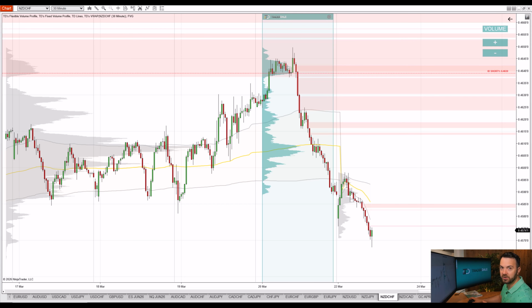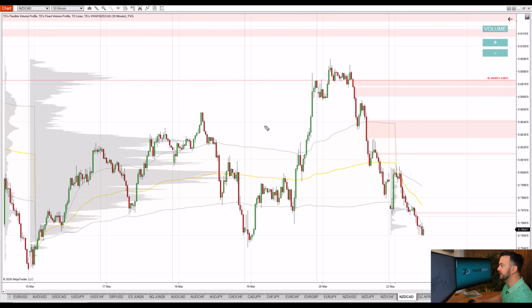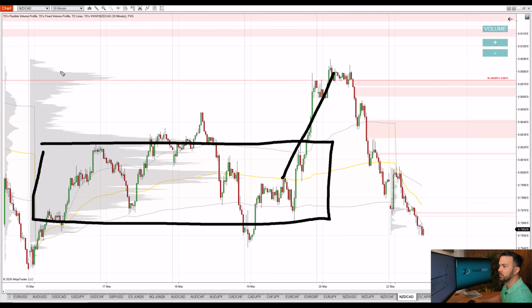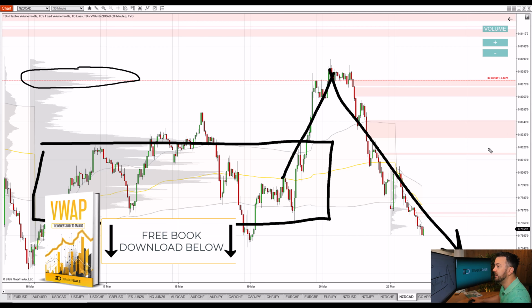Now let me switch over to the New Zealand dollar, Canadian dollar, where it is very similar. So again, on the New Zealand dollar, Canadian dollar, we had a rotation. From there, the price went up. This significant volume cluster formed. You can see that again on the weekly profile. And boom, complete change of direction. Okay, so this heavy volume zone is important.